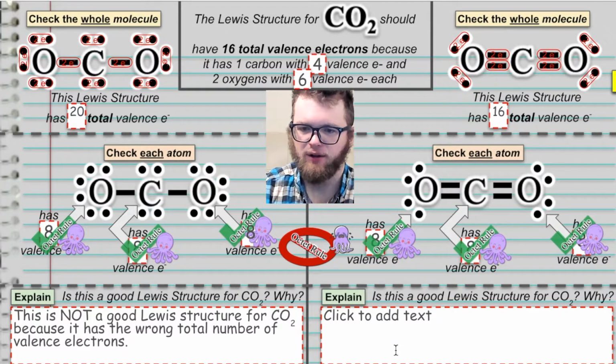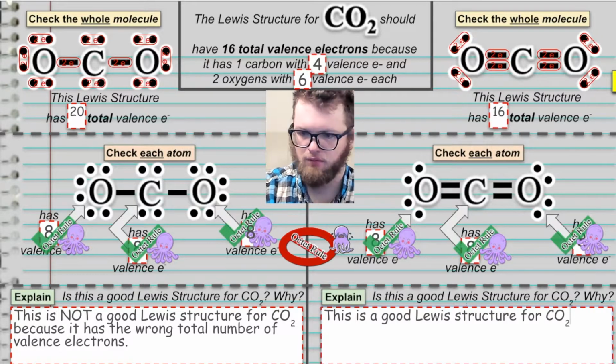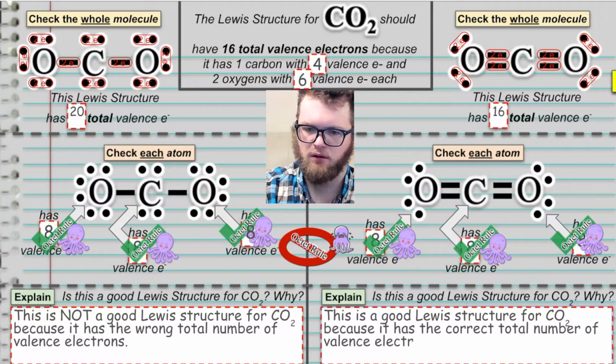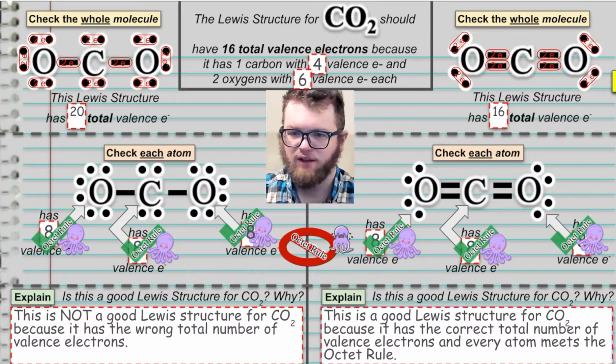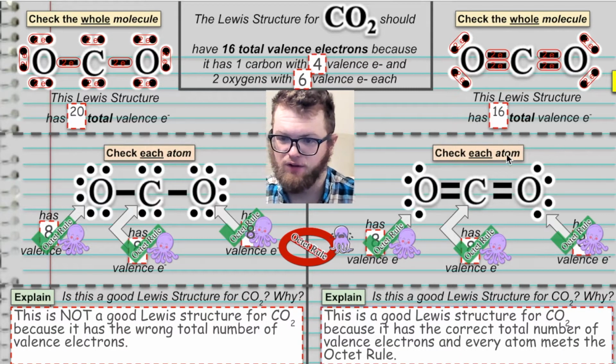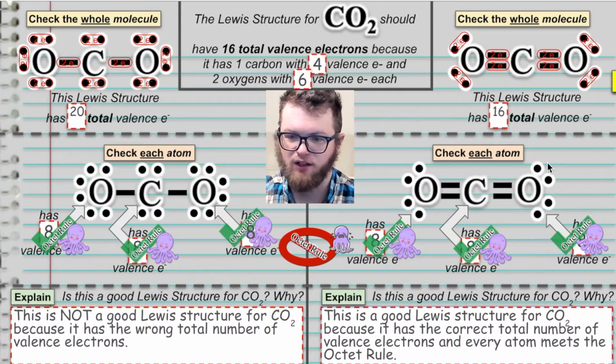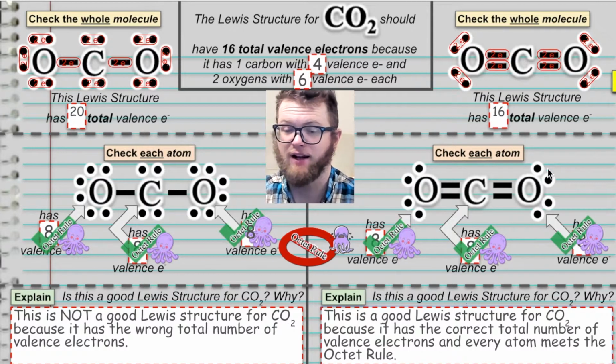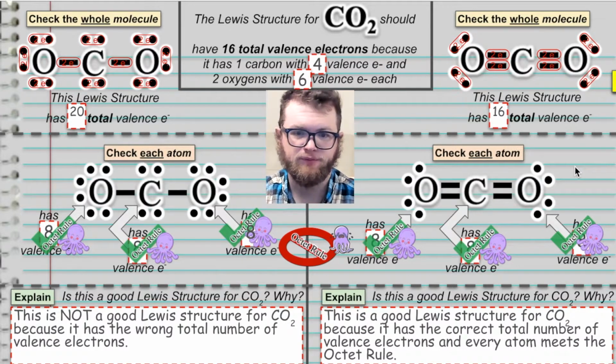So over here, is this a good Lewis structure for carbon dioxide? This is a good Lewis structure for CO2 because it has the correct total number of valence electrons and every atom meets the octet rule.